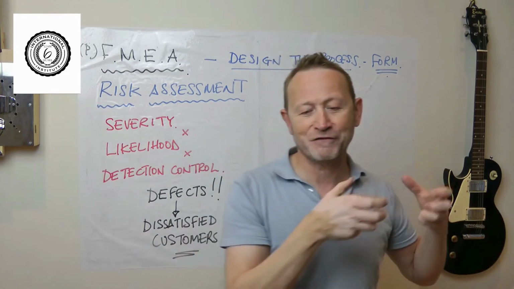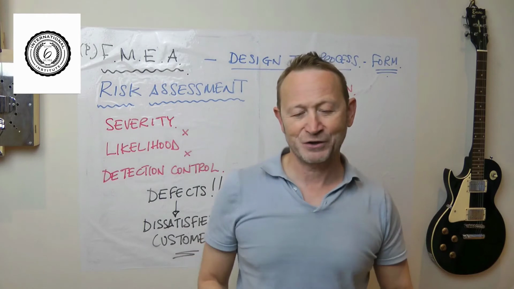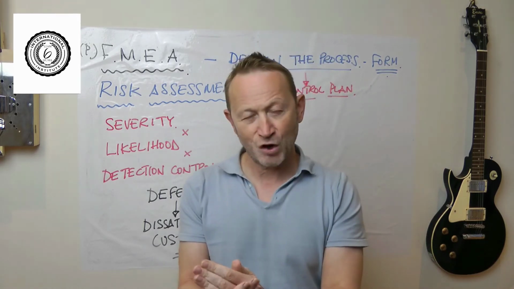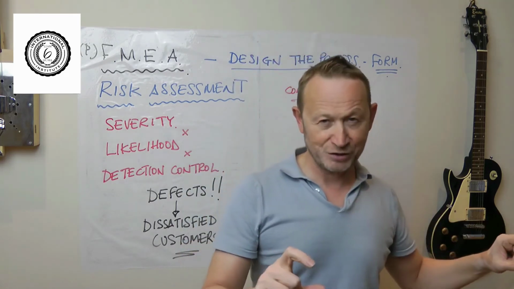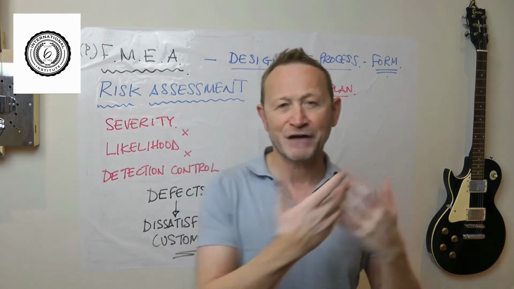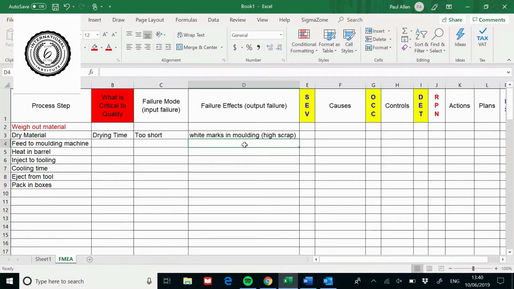Now you have to guess, because you put the failure effect in the wrong box. You put the failure effect in the input box. No. Drying time is critical to quality. What could go wrong with drying time? The drying time is too short. What effect will that have on the process? A high defect rate due to white marks in the molding. That is the proper way to do it.